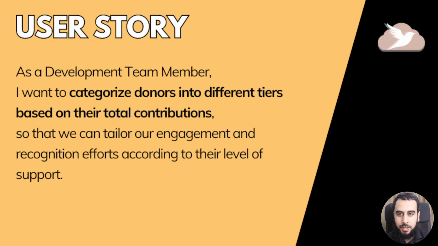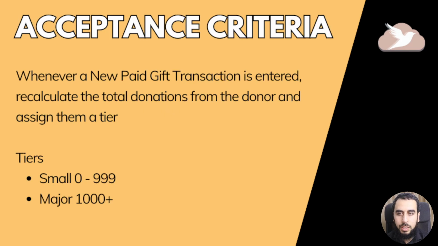This one is going to be a lot of fun. As a development team member, I want to categorize donors into different tiers based on their total contributions. This is basically, we want to have a tier or a level based on the total amount of the donations, lifetime, for each donor. And we would like to see that information at the account level.